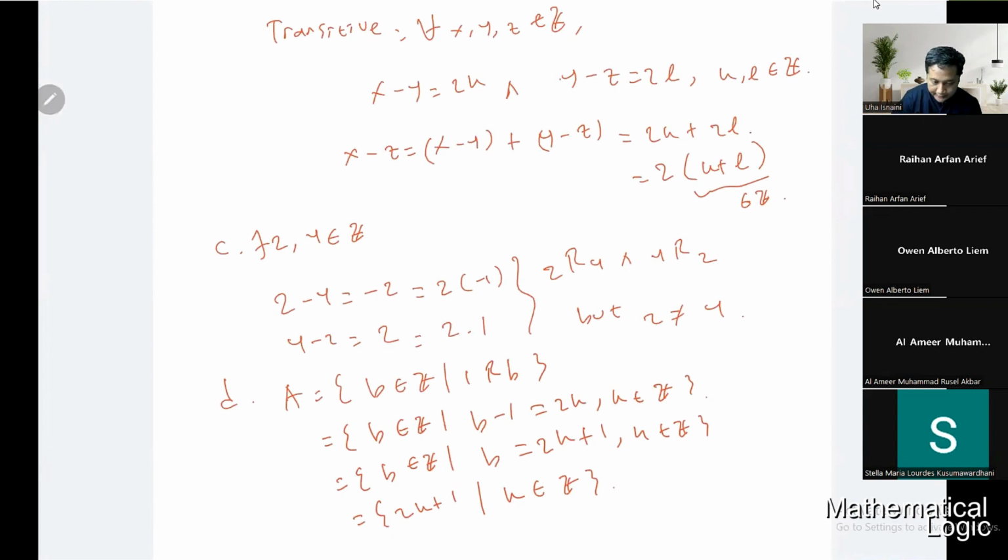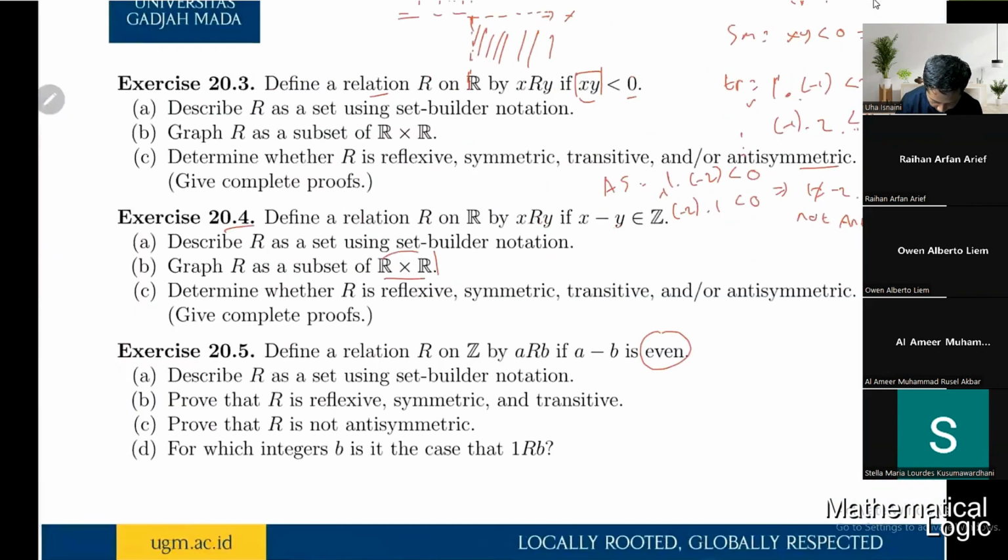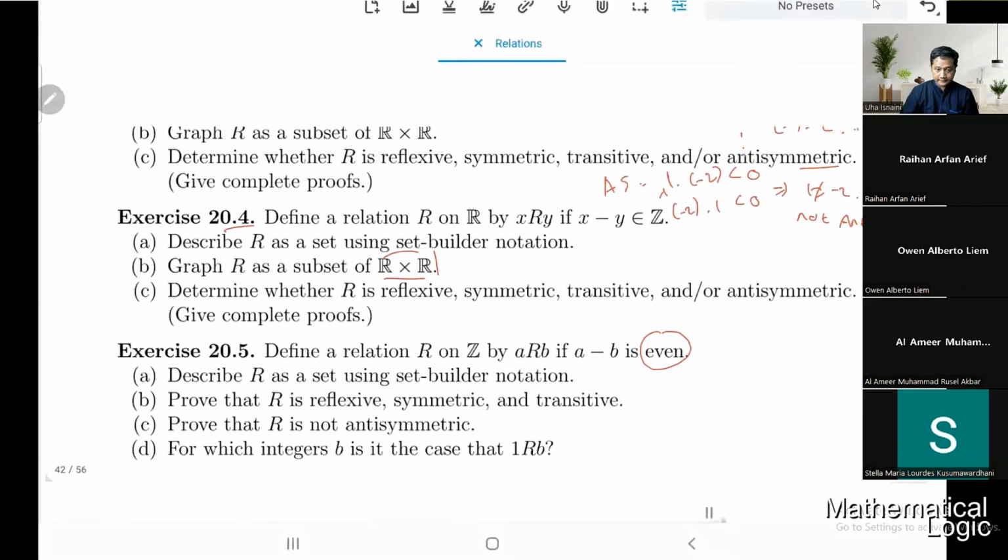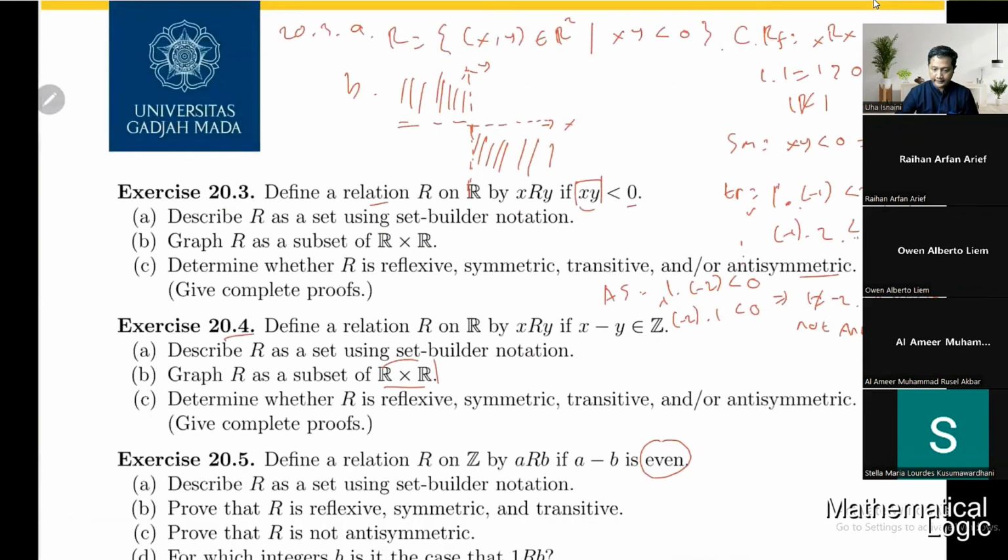Maybe any questions for 20.1 up to 20.5? Okay, no questions. Since there are no questions, I can stop the recording. Where is the recording?